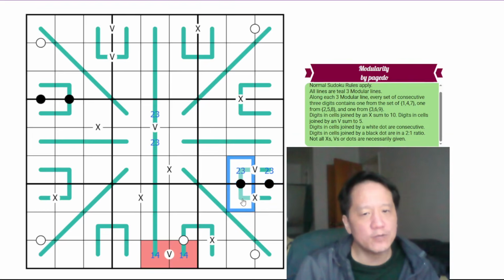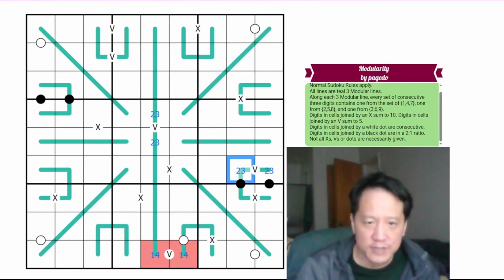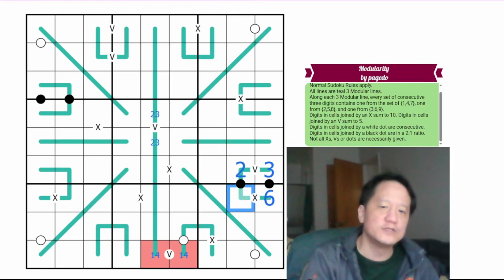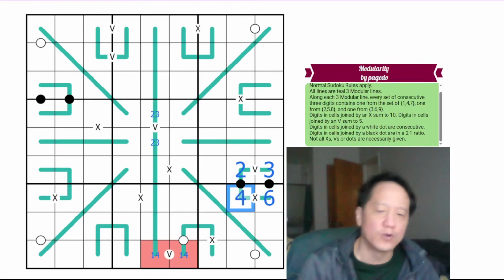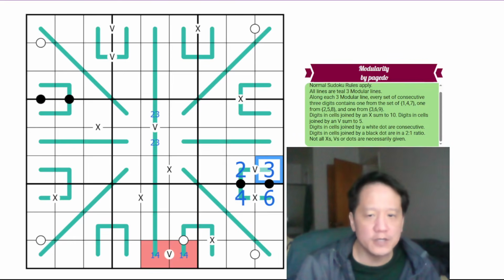Well, if 3 were in a 1 to 2 ratio, it would be with 6 specifically. But then they cannot be consecutive with each other because they're both from the set 0 modulo 3. So this can't be 3, this is 2, which makes this 3, which makes this 6. These two digits must add up to 10, so this is 4, which is in a 1 to 2 ratio with 2. So 3 is 0 modulo 3, 2 is 2 modulo 3, 4 is 1 modulo 3, and 6 is 0 modulo 3.